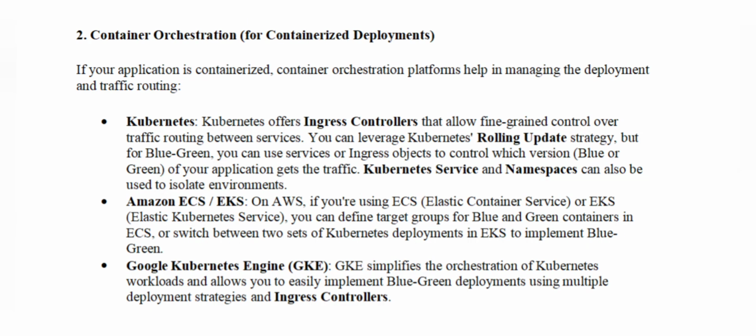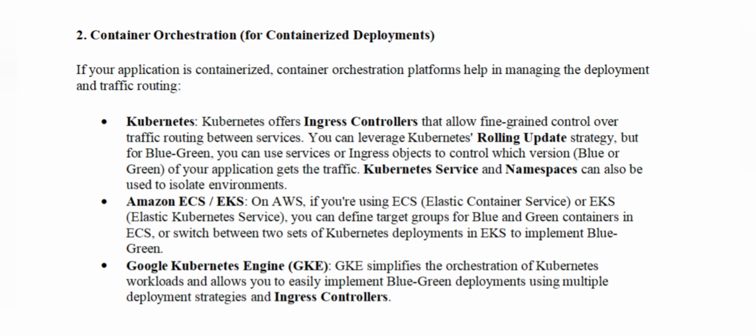The second one is container orchestration for containerized deployments. If your application is containerized, container orchestration platforms help in managing the deployments and traffic routing. First is Kubernetes. Kubernetes offers ingress controllers that allow fine-grained control over traffic routing between services. You can leverage Kubernetes' rolling update strategy, but for blue-green deployments, you can use services or ingress objects to control which version, blue or green, of your application gets the traffic. Kubernetes service and namespace can also be used to isolate environments.